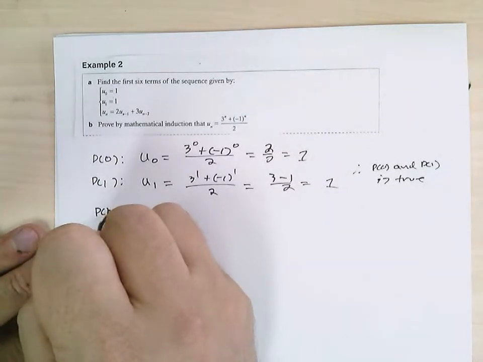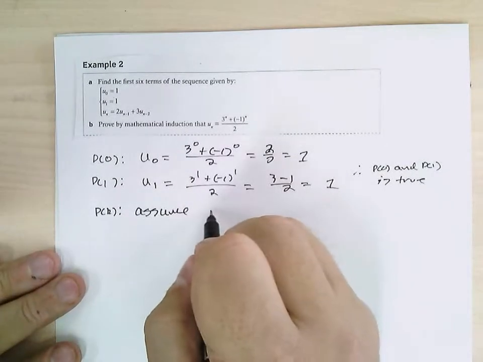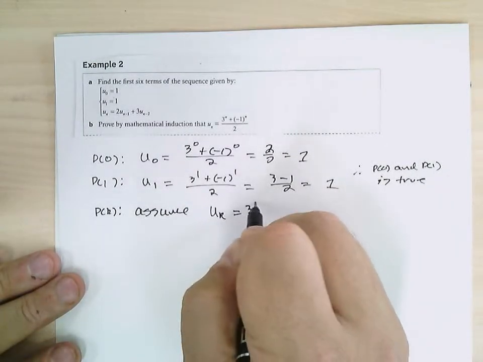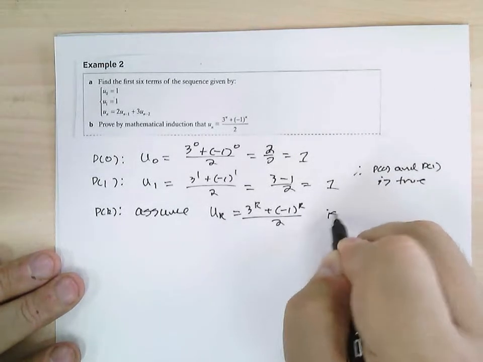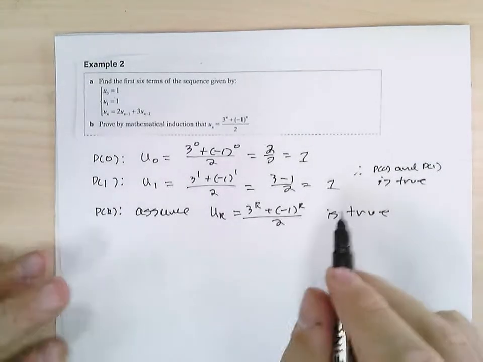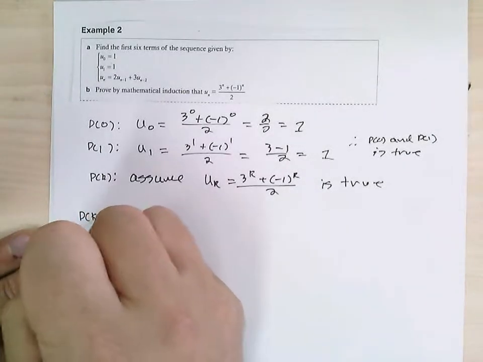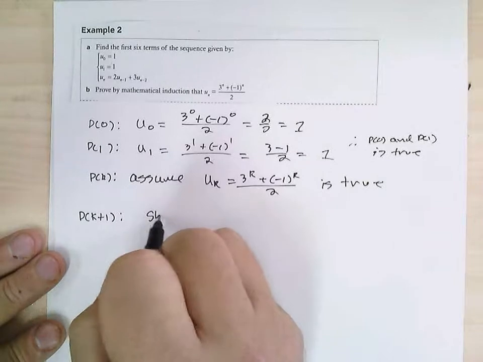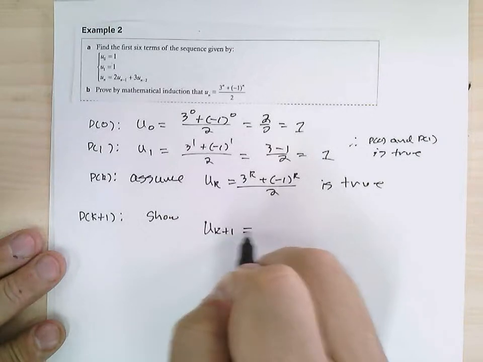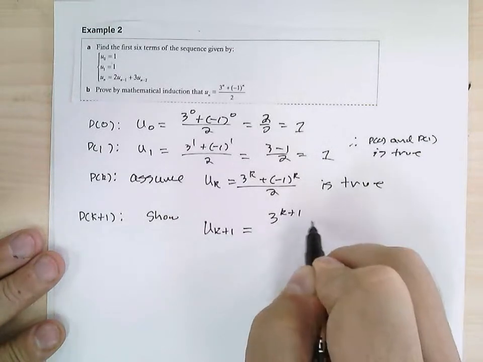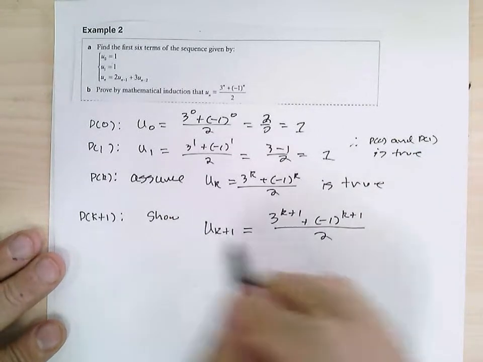Now, P of k, I have to assume that U of k is equal to (3^k + (-1)^k) all over 2 is true. So I want to use this assumption to prove that every other term after that is also true. So the last step is to show P of k plus 1. I need to show that U of k plus 1 is equal to (3^(k+1) + (-1)^(k+1)) all over 2. I need to show that this guy equals that.